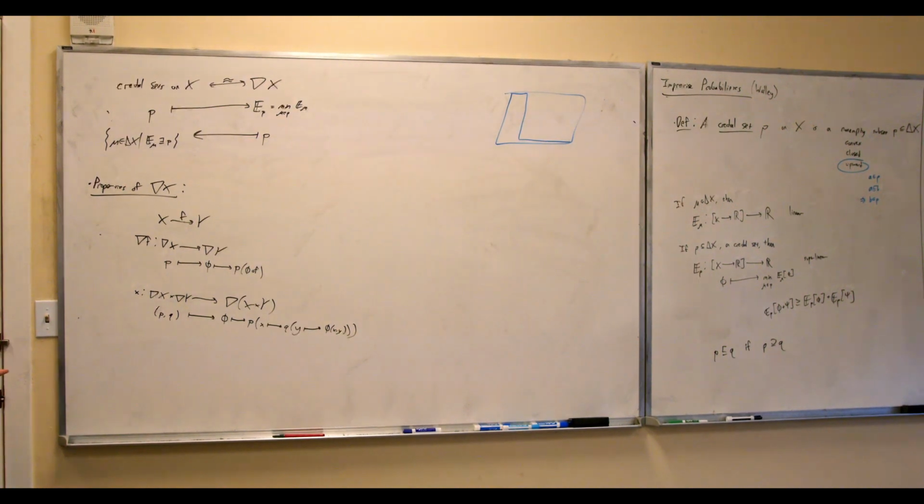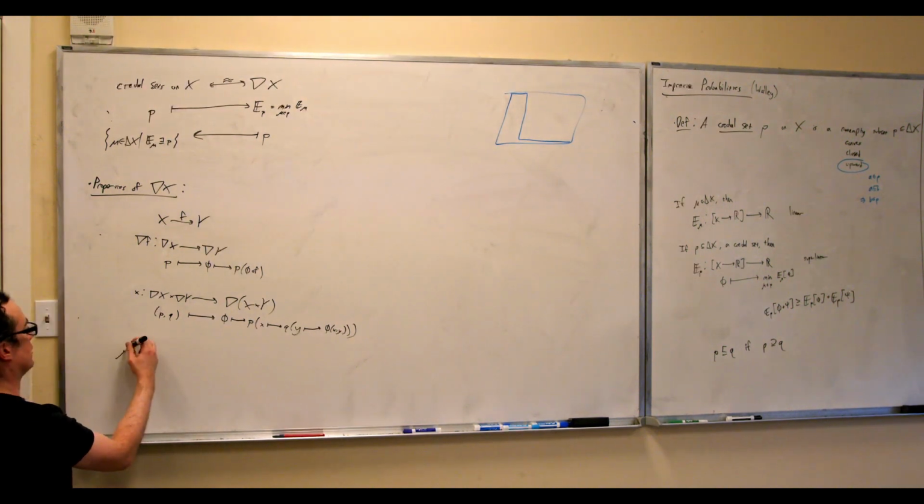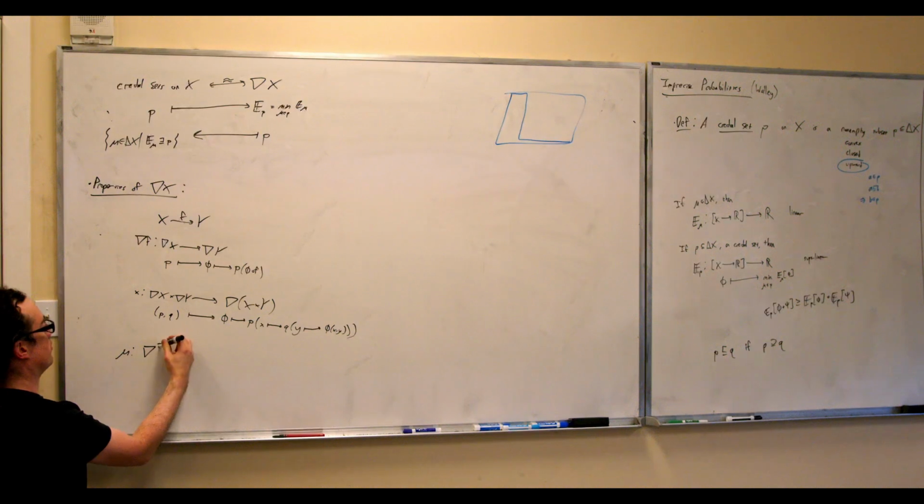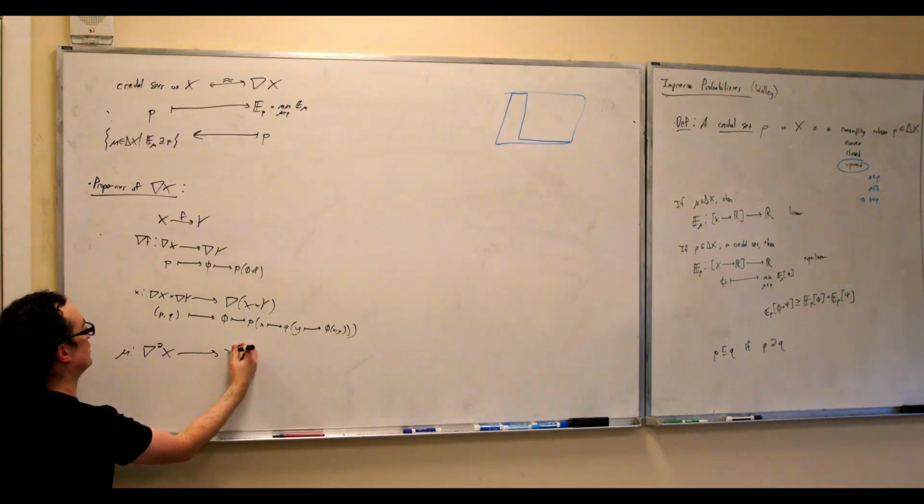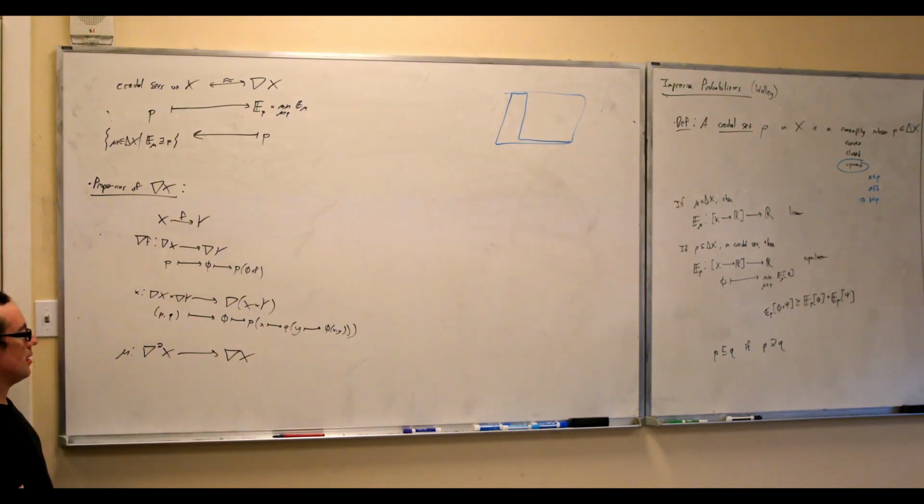Not only is nabla a functor, but it's also a monad. So there's a multiplication from previsions on provisions to just provisions. Is that symmetric? Yeah. You were saying? I don't think it's symmetric.